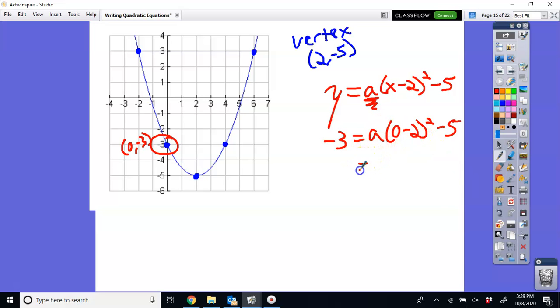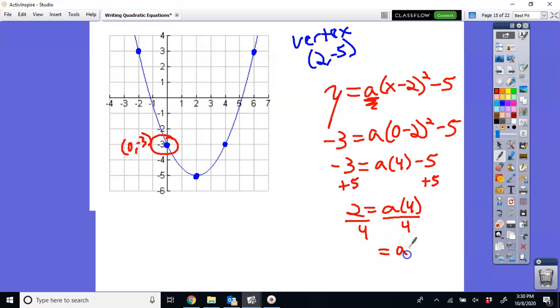So 0 minus 2 is negative 2. We square negative 2, and that gives me a positive 4. You can use your calculator if you need to. Then I add this 5. That's going to be 2. But I have a times 4, or you could put 4a. But to get rid of the 4, we divide by 4. 2 divided by 4 is 1/2.